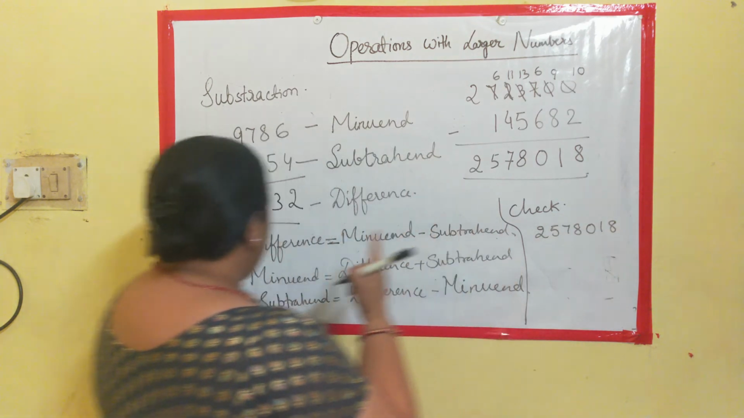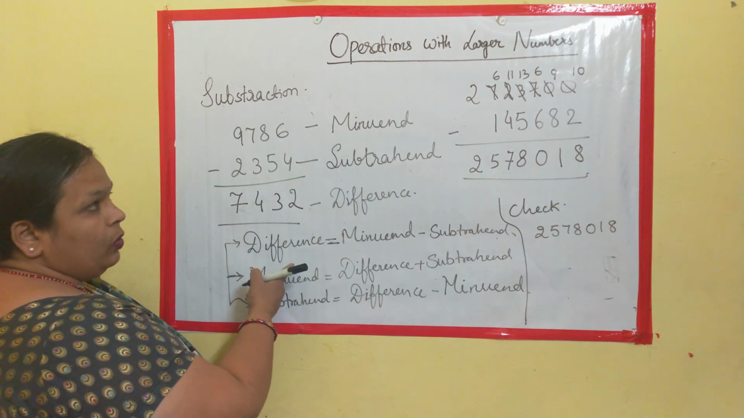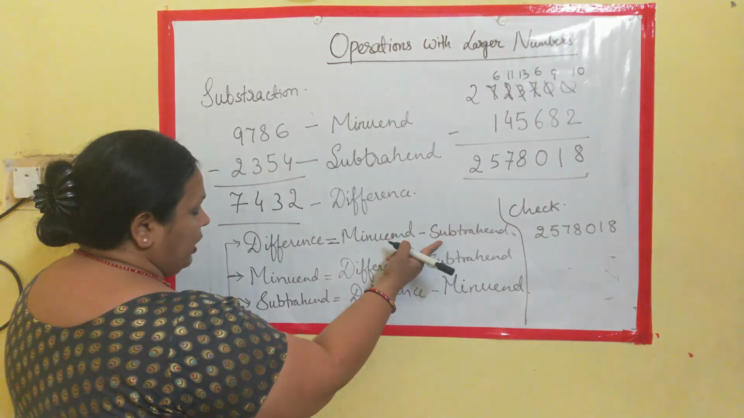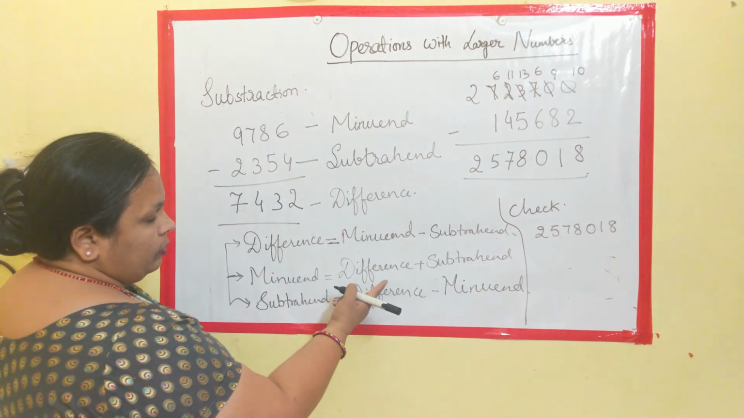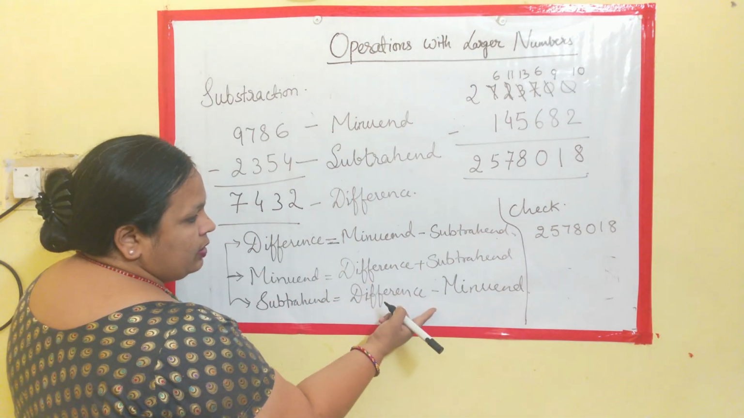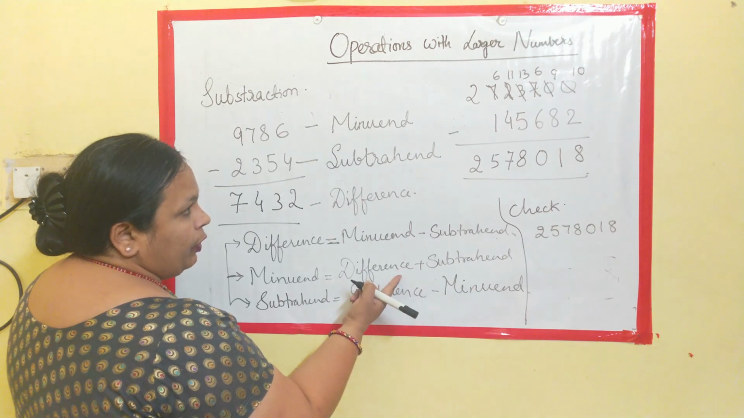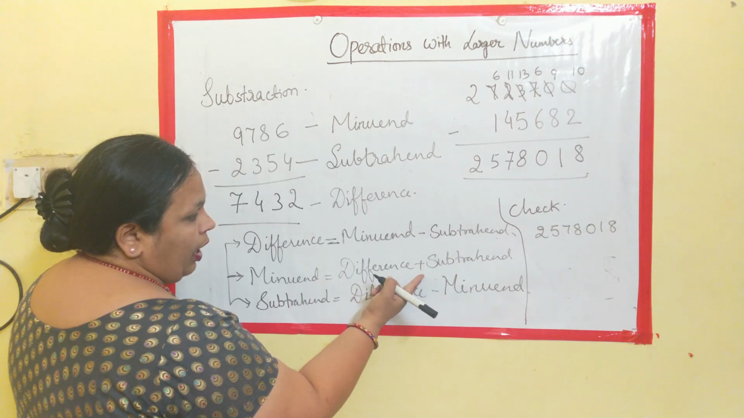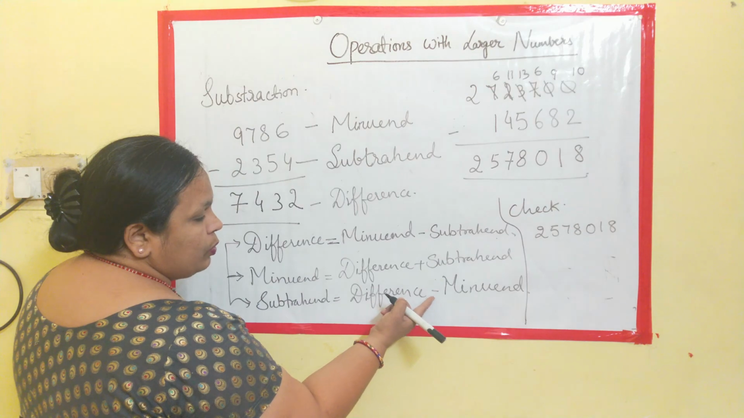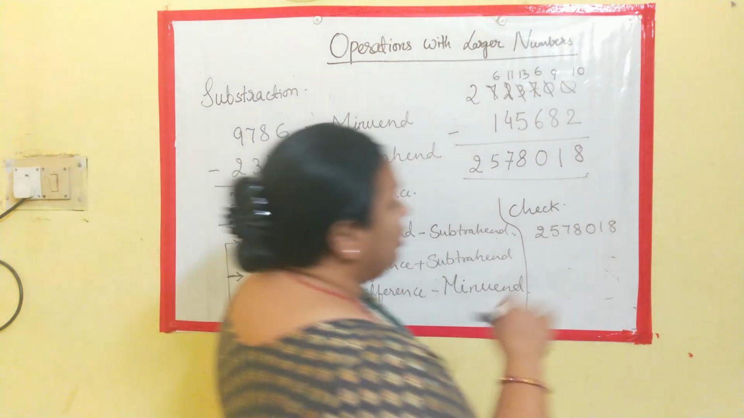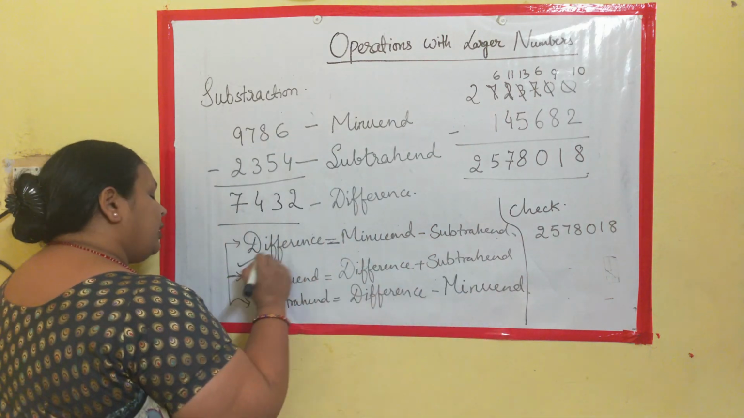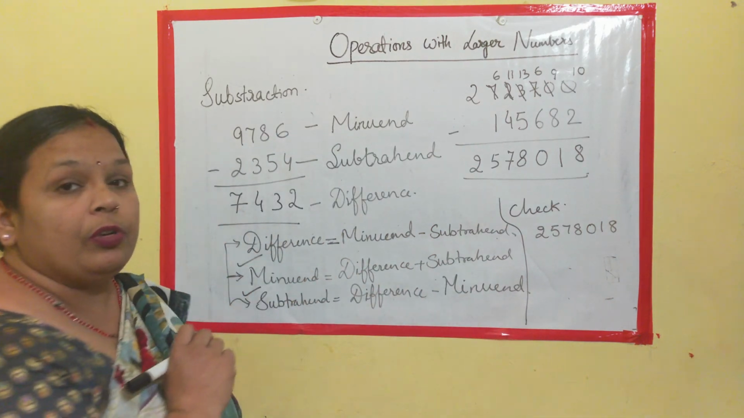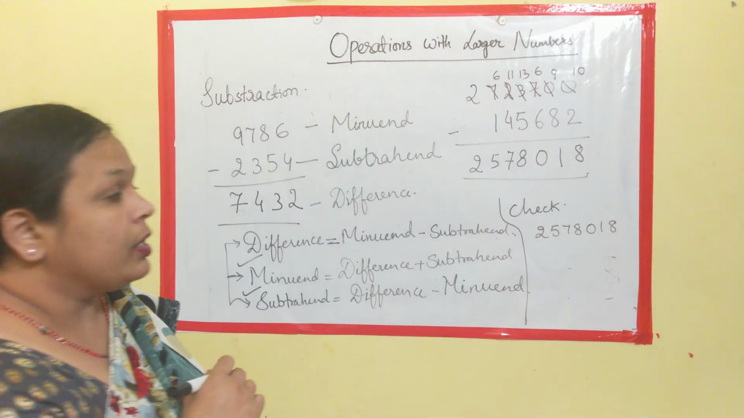And to check the difference, this part is already done. What else you need to do is either add or subtract. Clear? If you are using the subtract, you need to add, and if you are using this one, you need to subtract to get the third number. If either of these two conditions is satisfied, it means your subtraction is right.